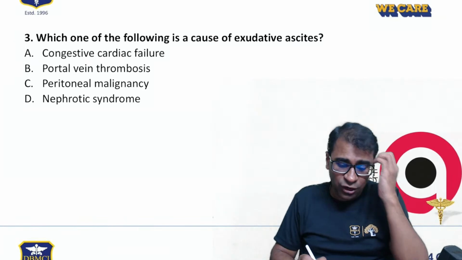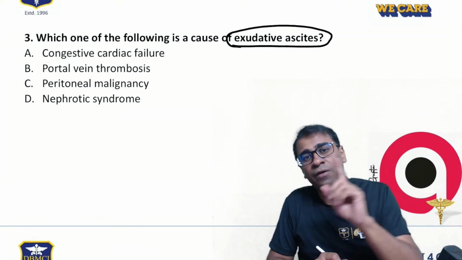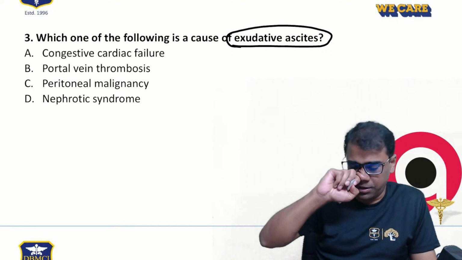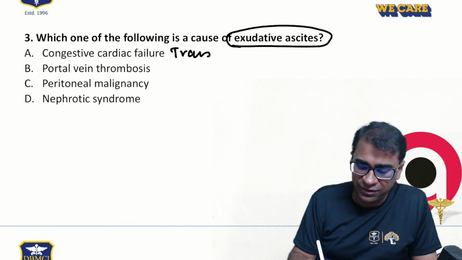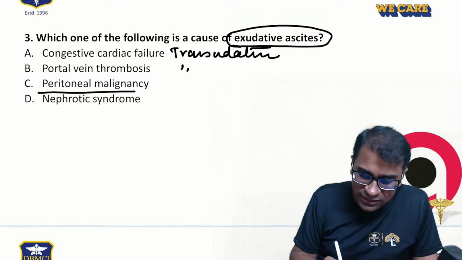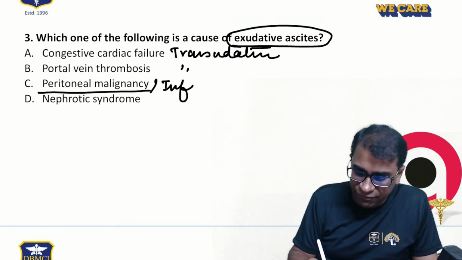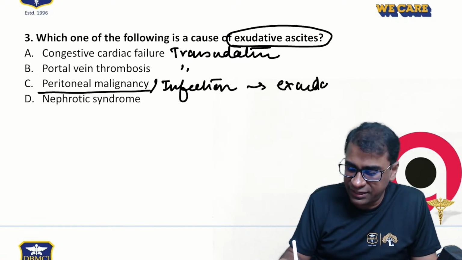The following is a cause of exudative ascites. We read this in the topic of liver cirrhosis. Congestive cardiac failure, what will it give? Transudative edema. Same for portal vein thrombosis. When you talk about any malignancy or any infection, often infection and malignancy will lead to exudative ascites.